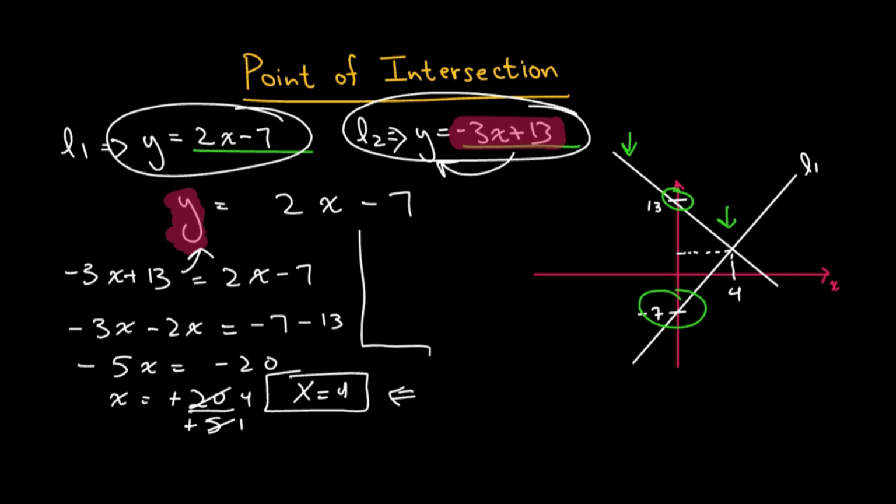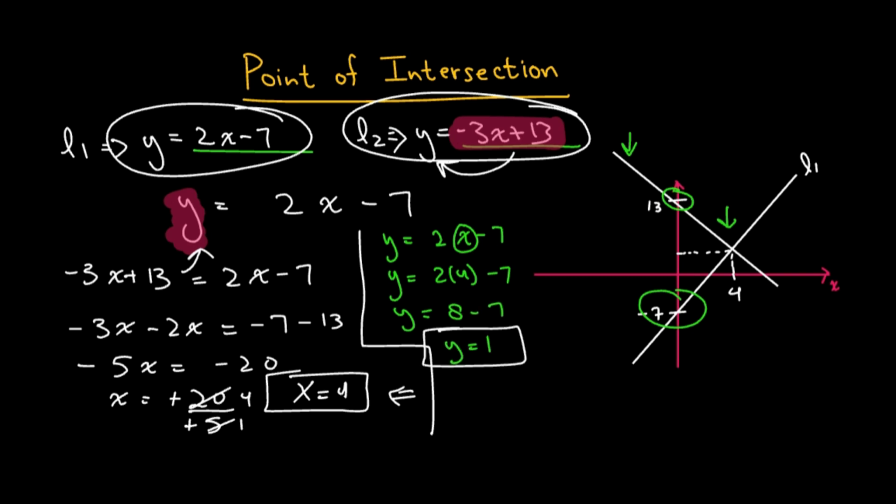I'm choosing to substitute in the equation of line L1. Line L1 is y equals 2x minus 7 and you have x equals 4. So y equals 2 times 4 minus 7. So y equals 8 minus 7. So y equals 1. So the y value of the point of intersection is 1, and the point of intersection is (4, 1).